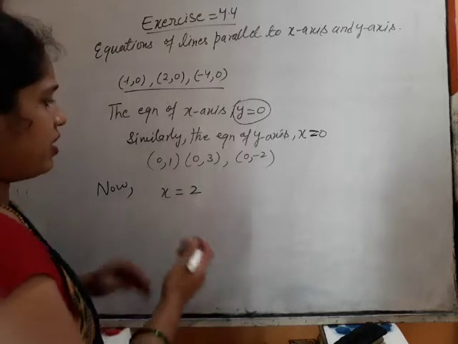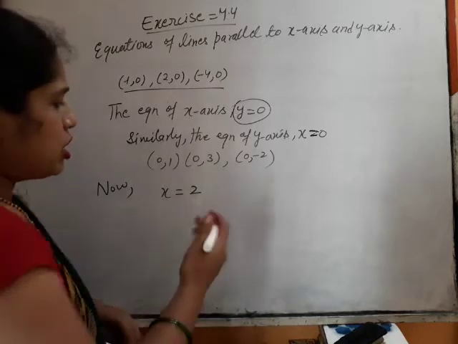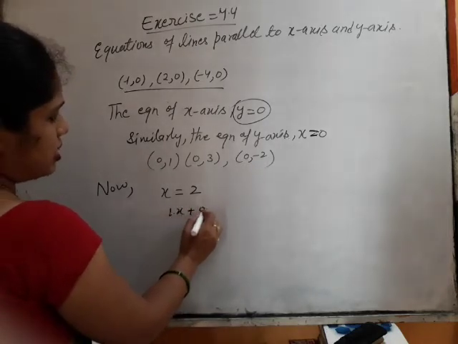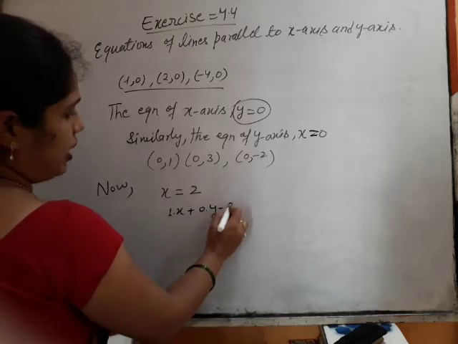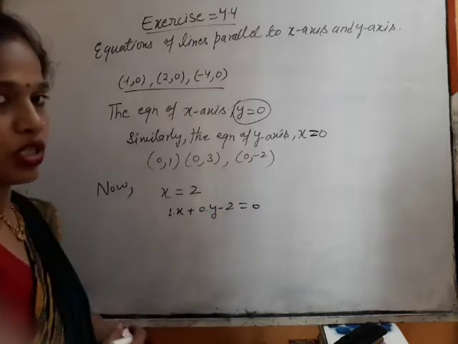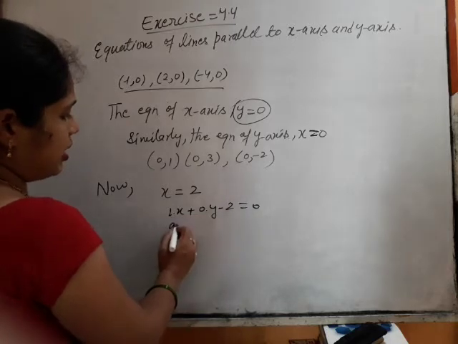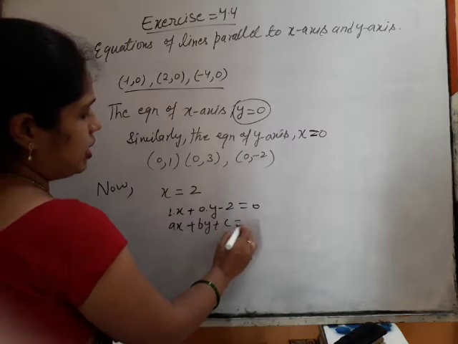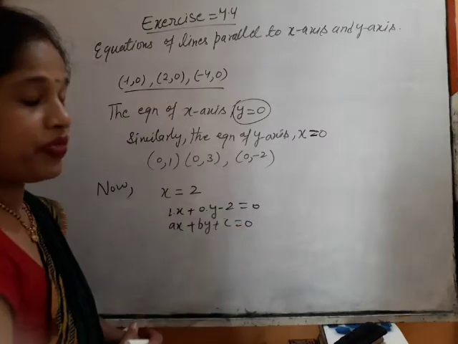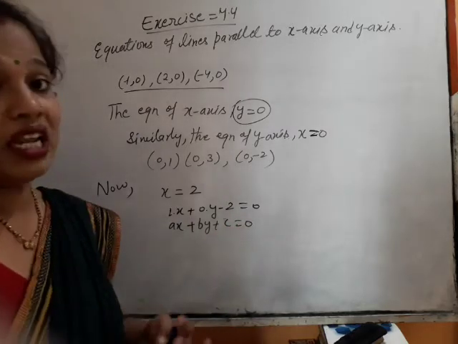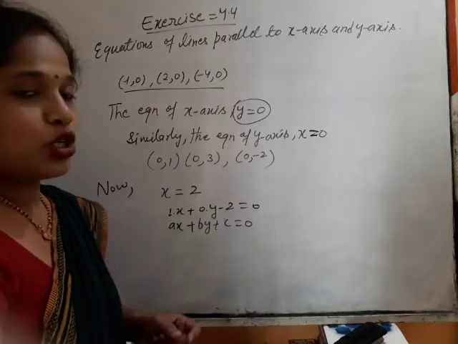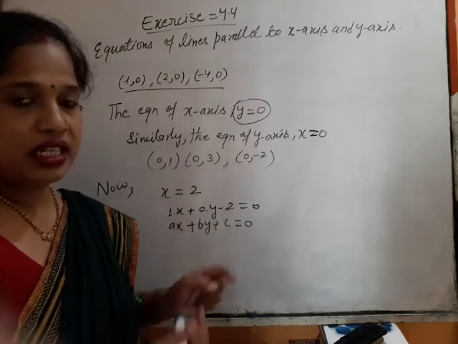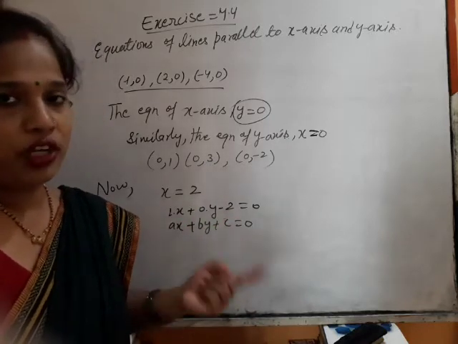Now if it is a linear equation in two variables, how will it be expressed? 1 into x plus 0 into y minus 2 equals 0. This is in the standard form ax plus by plus c equals 0. So definitely it will have infinitely many solutions. Please try to understand the difference: when x equals 2 is considered as a linear equation in one variable, it has a unique solution.